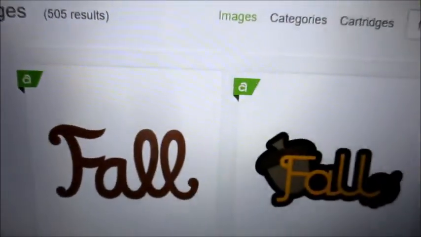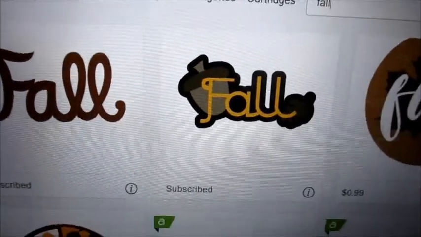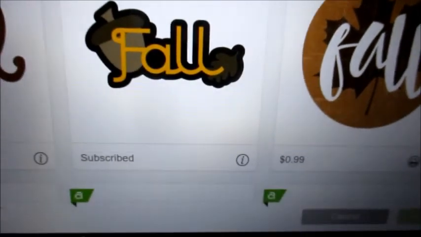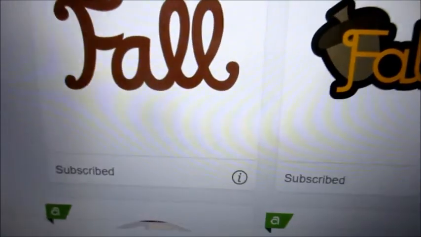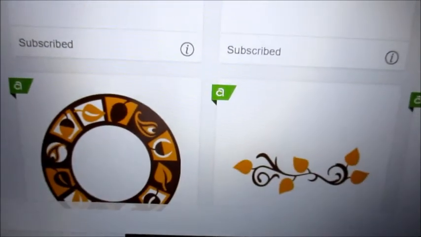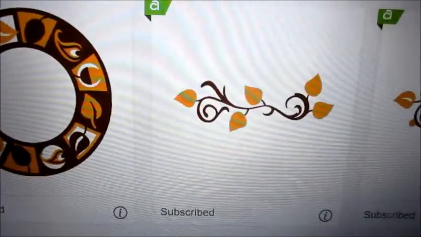Remember the ones that have the green little banner with the A? Means that you can replicate them. If they don't, you can't. This one is charged extra. This one you're subscribed to, kind of making sure you understand the differentiation.